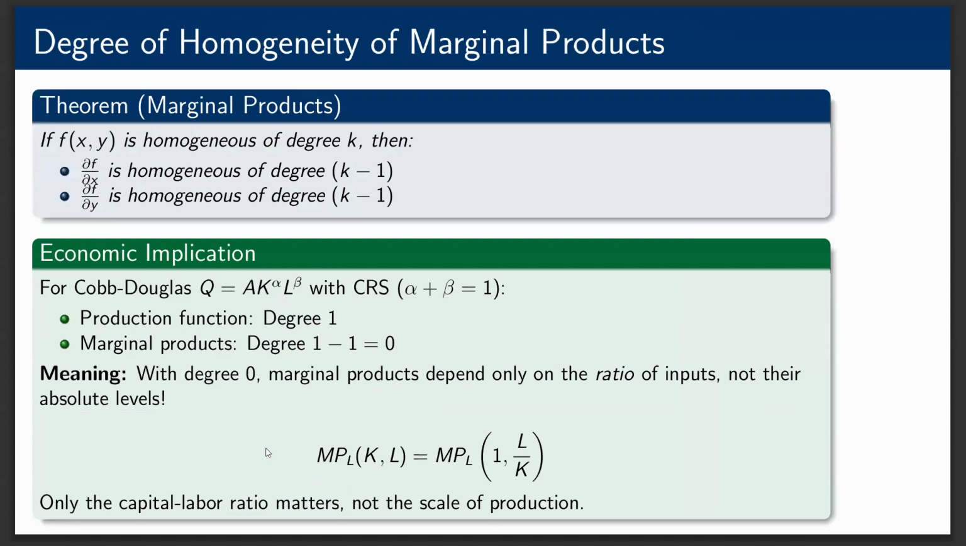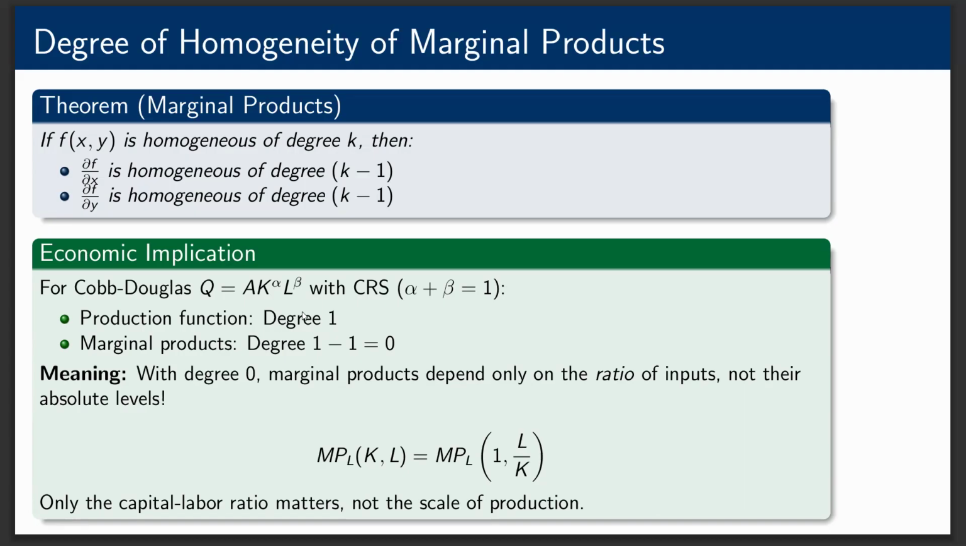Now, the theorem on marginal product. It says if a function is homogeneous of degree k, then its marginal function will also be homogeneous but of degree less by 1. If a function is homogeneous of degree 3, then all its marginal functions will be homogeneous, but the degree will be 3 minus 1 equals 2.